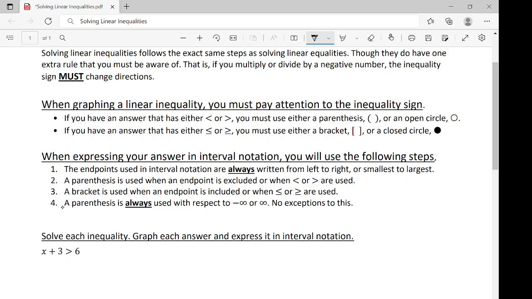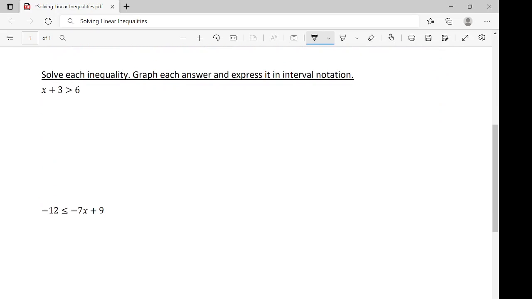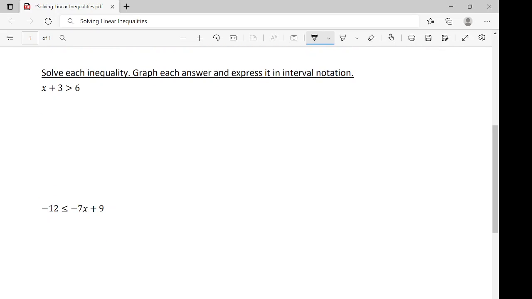However, regardless of what's used, if you have a negative infinity or a positive infinity, you must always use a parentheses. There will never be an exception to this, ever. So, with all those rules known, let's go down and start with the first one. Solve each inequality and graph the answer and express it in interval notation.